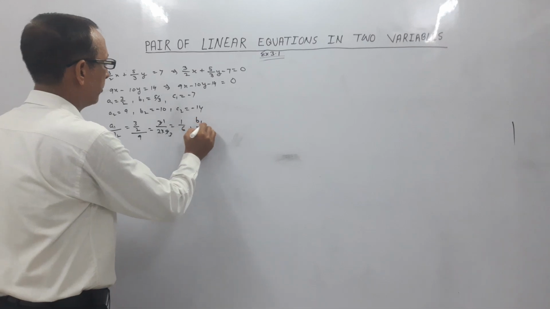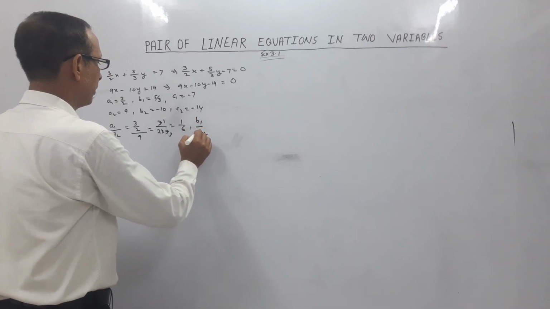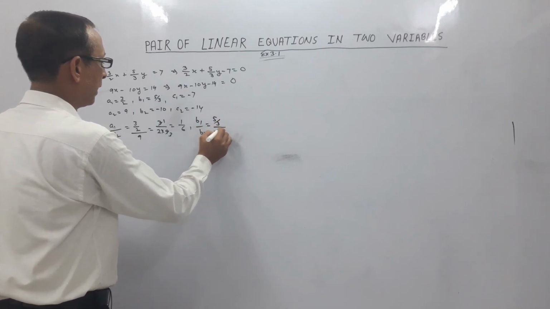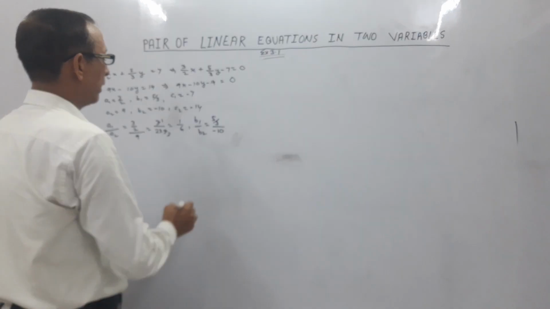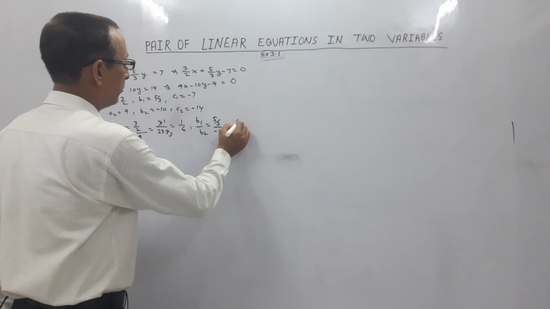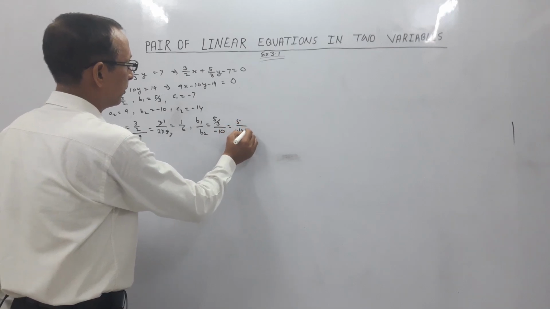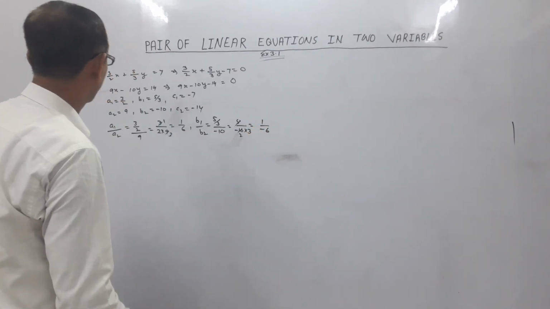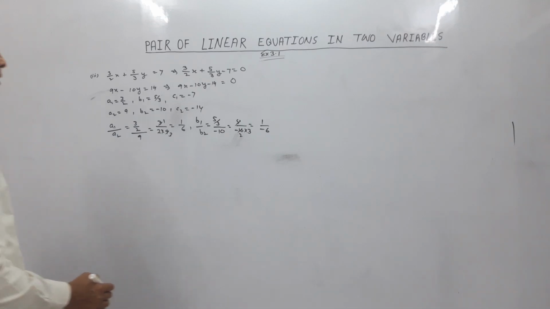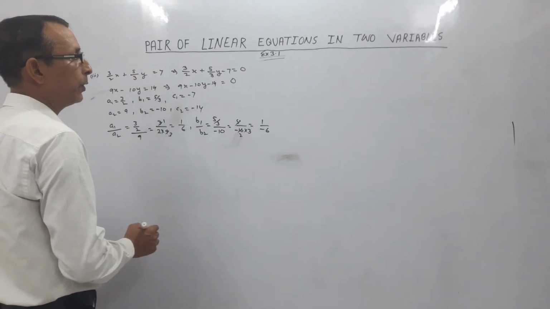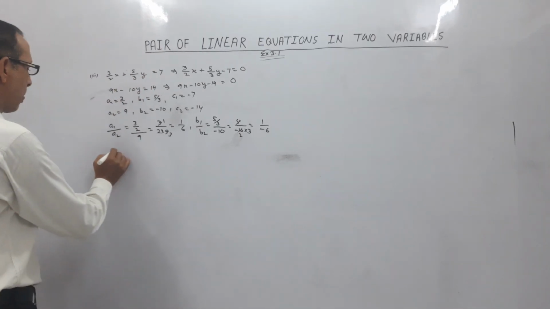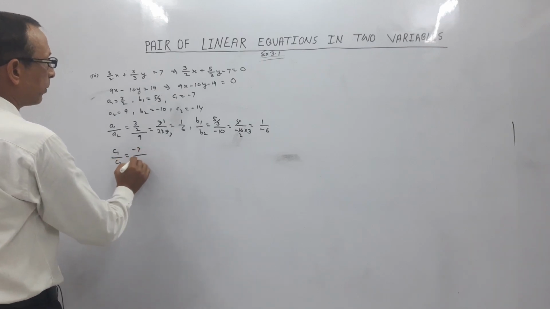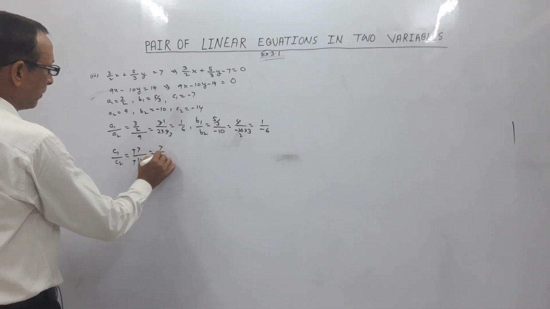B1 by B2 equal to 5 upon 3 and by 9 minus 10. Okay, so minus 10. So this is equal to 5 by minus 10 into 3. 5 2s are 10. So 1 by minus 6. Okay, 1 by minus 6. And C1 upon C2 I am going to write here. C1 upon C2 equal to minus 7 upon minus 14 cancels, so 7 upon 14.